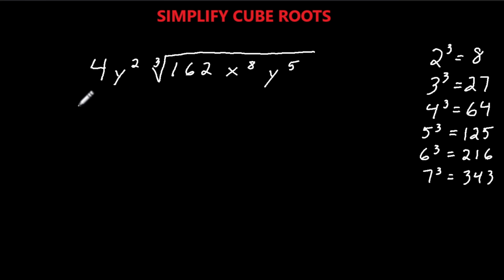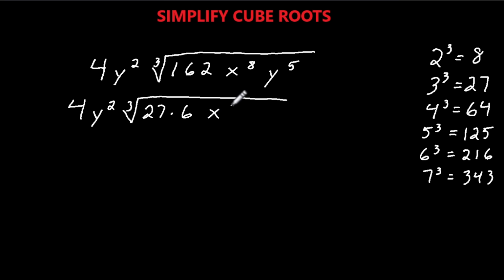Okay, on this one, I'm going to do something a little bit different just so that you can see one other way of understanding the exponents of what's under the radical here. So 162, I would start on a calculator doing 162 divided by 8, and then 162 divided by 27, and then I find out that it's 27, which is a perfect cube, times 6, and then I have x to the 8th, y to the 5th.